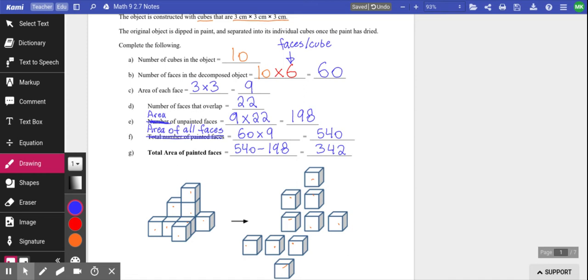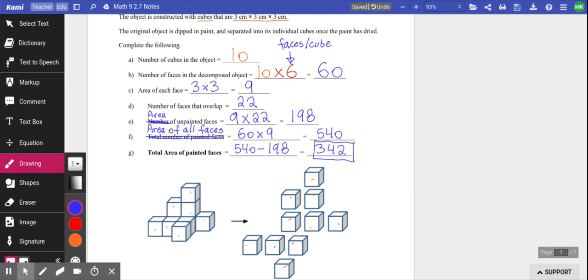So if I then just give you the question and I said, okay, what's the total area of painted faces? Then that's my answer, 342. Again, the way I would tackle that is I would take all the faces, 60, figure out the area of that, and then subtract away the overlap. That's one way to tackle that question. Everything minus overlap.